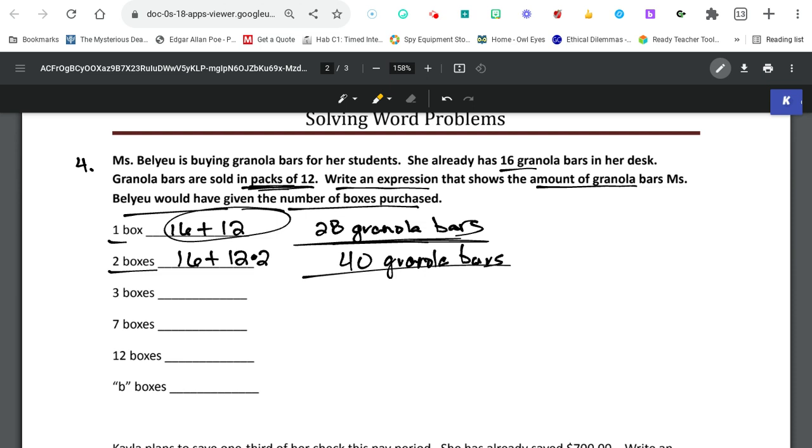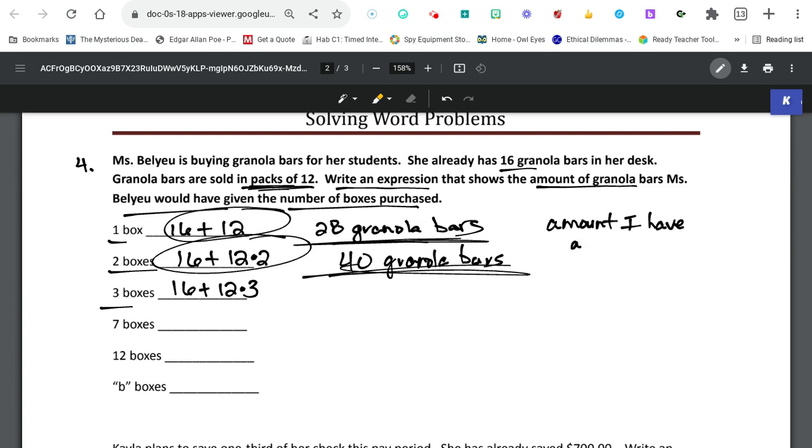Again, I'm not really interested in this. I'm interested more so in the expression. If I had 3 boxes, I could give out the 16 I have on my desk already, plus the 3 boxes of 12, which is just 36, plus 16, which is 52. All right, but as you can see, I'm taking the 16, which is the amount I have already. I'm adding to it 12, which is the amount per box.